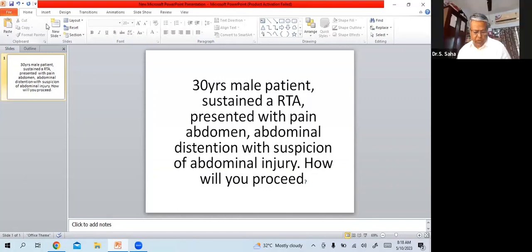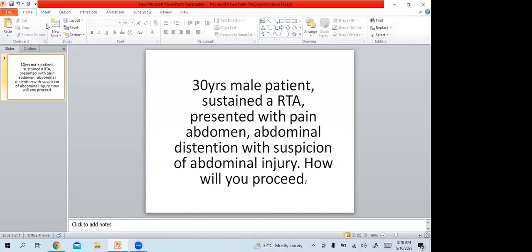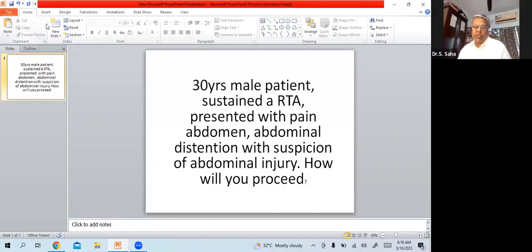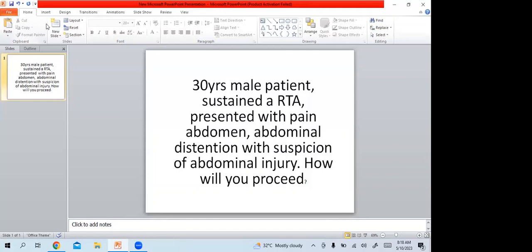Then what do you want to do now? Sir, if our patient is hemodynamically stable, and FAST is positive, then we will go for CT whole abdomen to look for the severity of injury and anatomic extent. So basically, severity of injuries and then extent of injuries are also assessed.